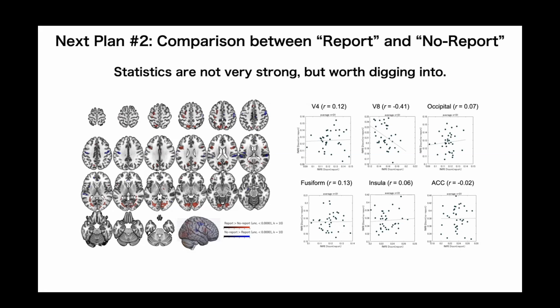Statistics are not very strong, but I think it's worth digging into, because even when perceiving the colors, the brain responses are quite different. And then this weird thing is happening from RSA. So I think it's interesting to pursue. I don't have any answers to this to understand yet, though.